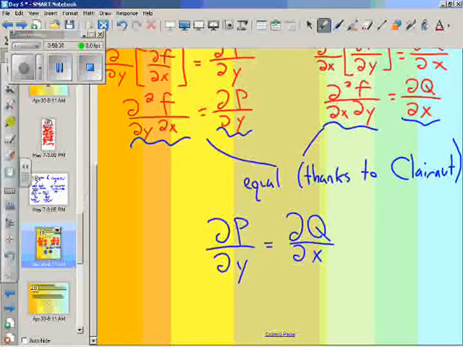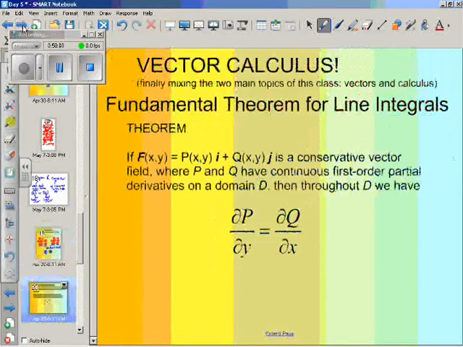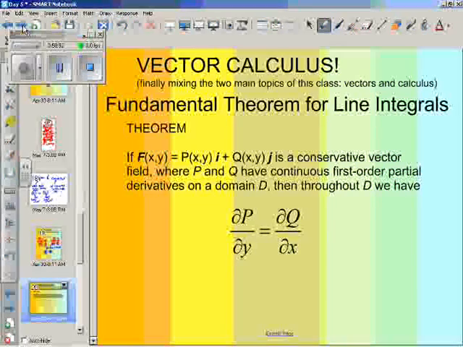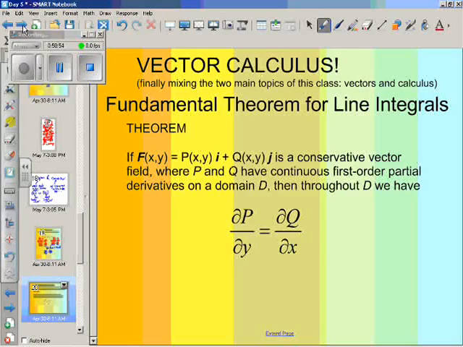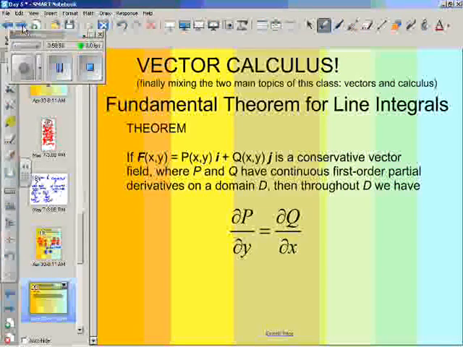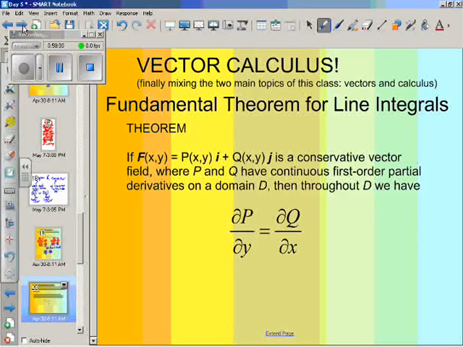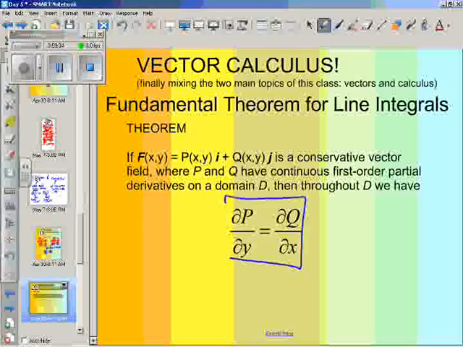And it looks like this. And this is the big one. This is the kind of nuts and bolts of the theorem. And so it says that if we have a conservative vector field where P and Q have continuous first order derivatives, then this statement must be true.